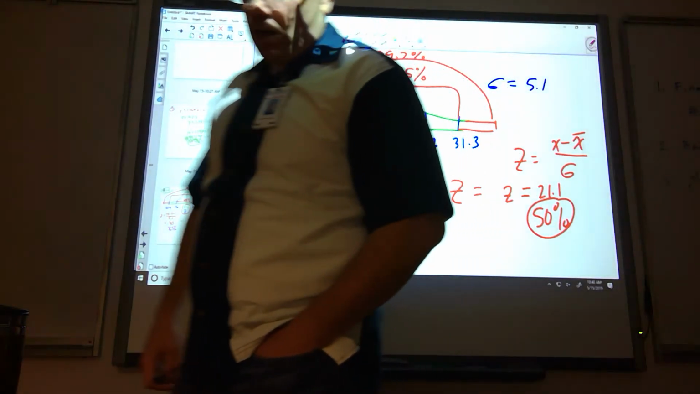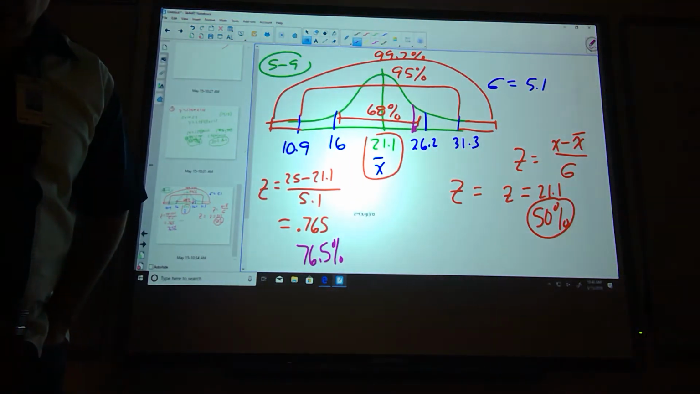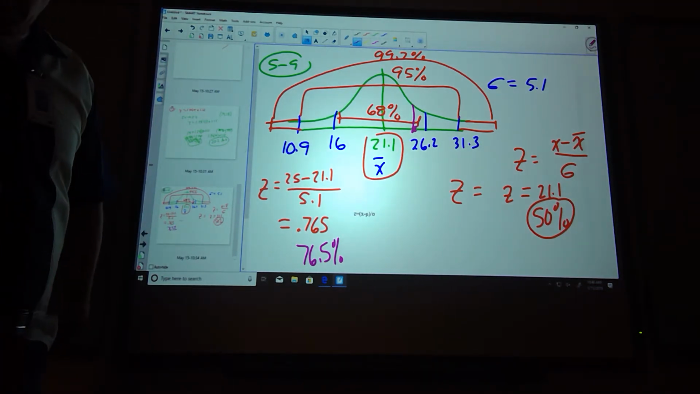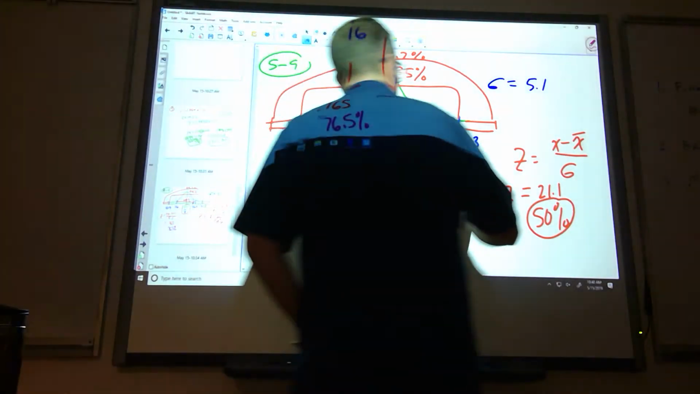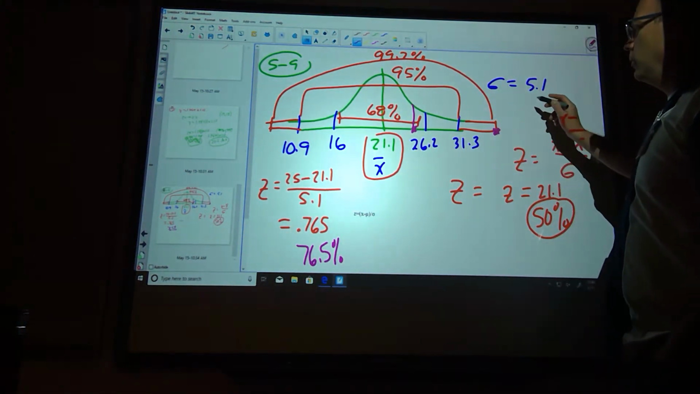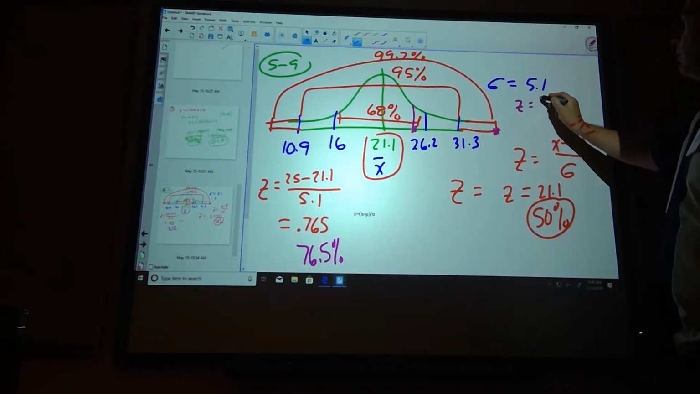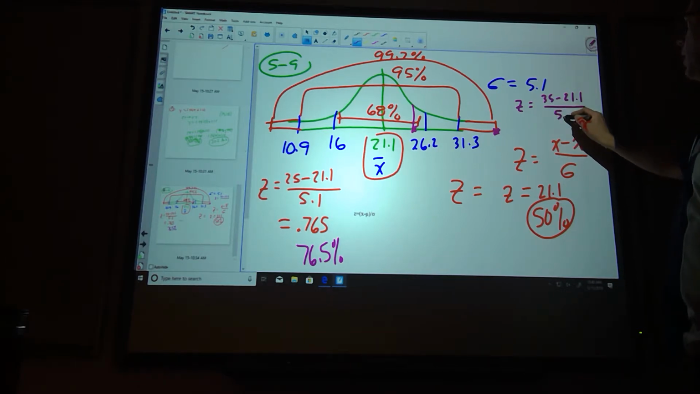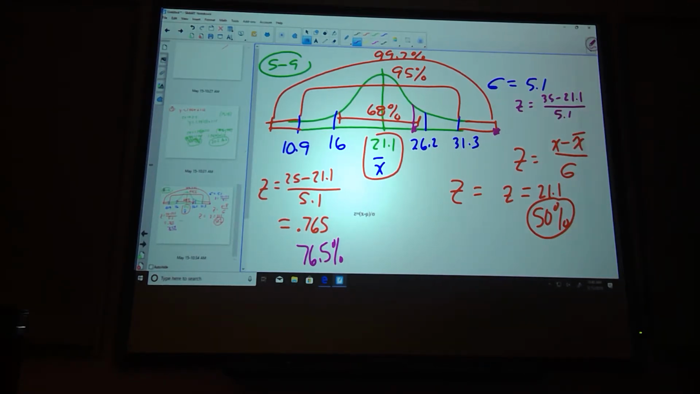Okay, and then we have a student who scored a 35 on the ACT. Is that unusual? Think about where 35 is. The 35 is down here. So you could find the z-score of it: 35 minus 21.1 over 5.1. 35 minus 21.1 is 13.9, I believe, divided by 5.1.